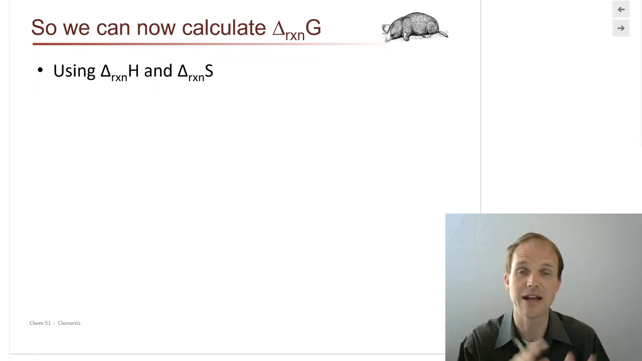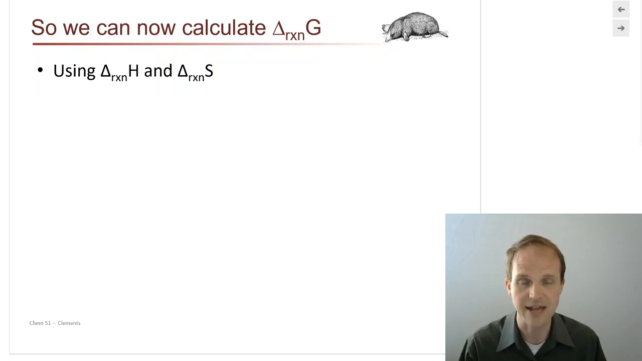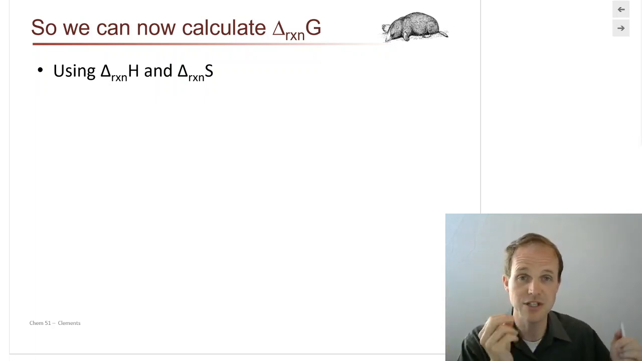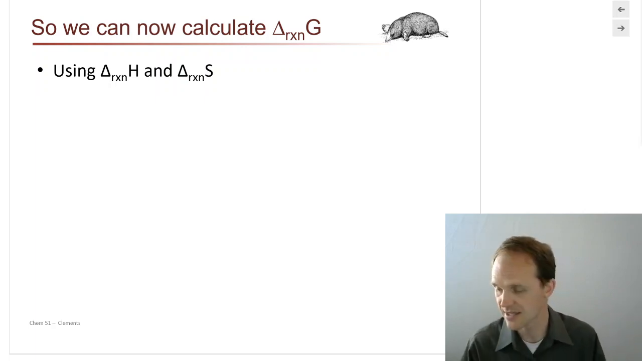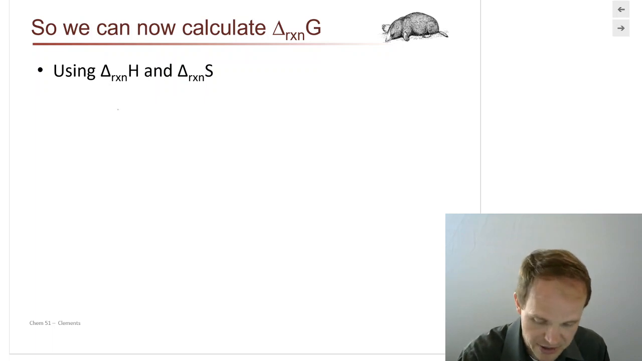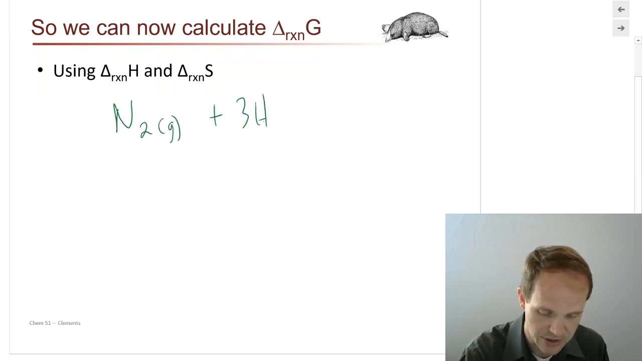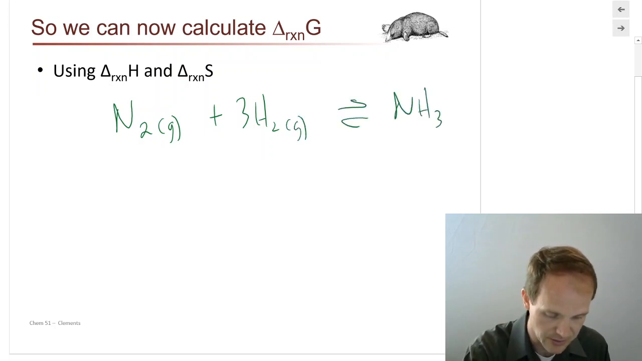So now we need to figure out how do we calculate delta G, and we can do that using delta H and delta S. So we can do that using things we look up in a table, and we can figure out reactions that we don't know off the top of our head, if it's spontaneous, just how spontaneous it is. So we're going to do a very simple reaction: N2 gas plus 3H2 gas goes to NH3 gas, and there's two of those there.